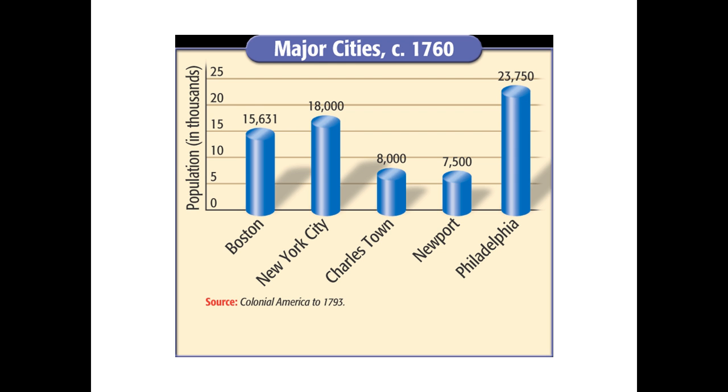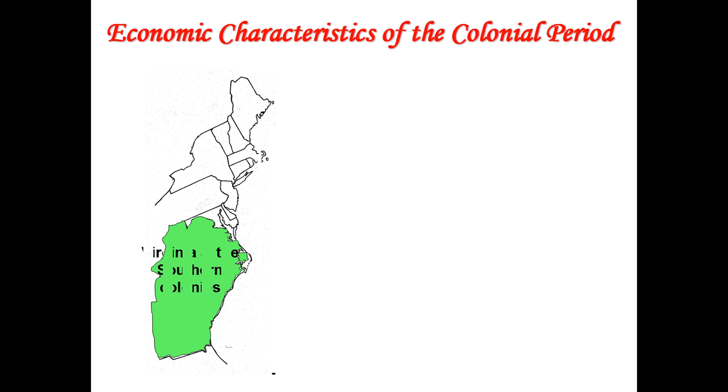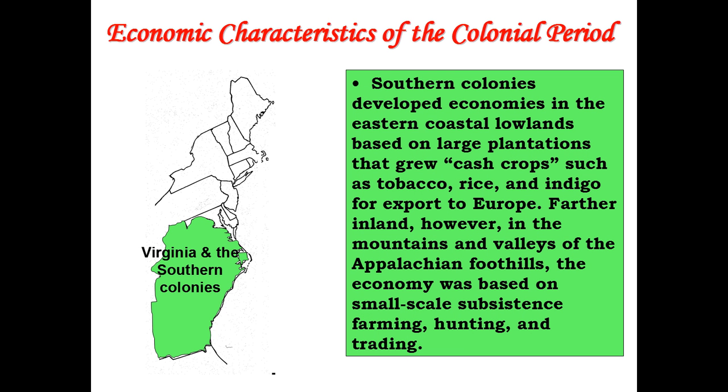And last but not least, the economic characteristics of the colonial period in the South. Southern colonies developed plantations in the eastern coastal lowlands based on cash crops such as tobacco, rice, and indigo. Farther inland, however, in the mountains and the valleys of the Appalachian foothills, the economy is based on small-scale subsistence farming, hunting, and trading.